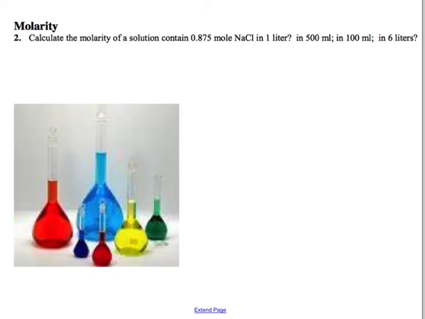All right. So in this first problem, we're tasked to calculate the molarity of a solution by putting 0.875 moles of NaCl in 1 liter. And who remembers what molarity actually is? Okay, let's be more specific. Moles of what per liter of what? Solute, moles of solute over liters of, it's solution, not solvent.